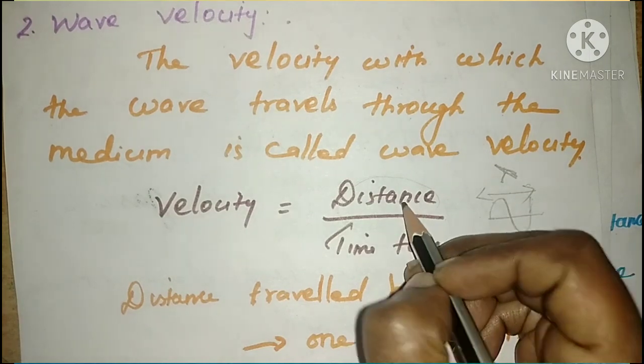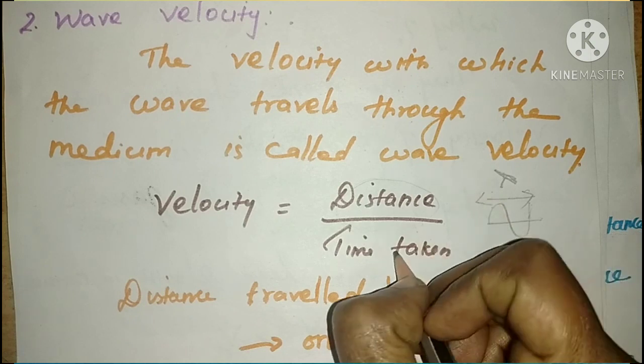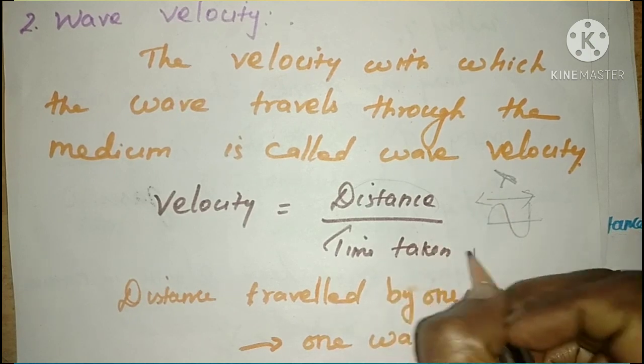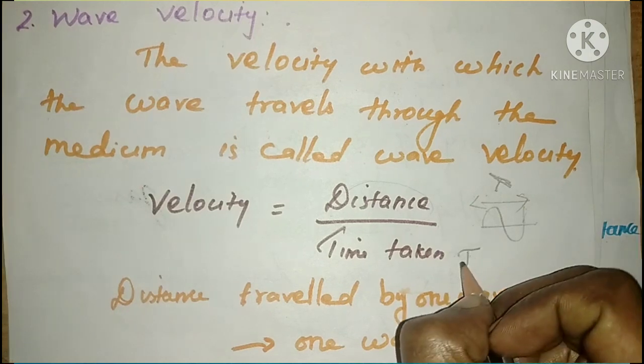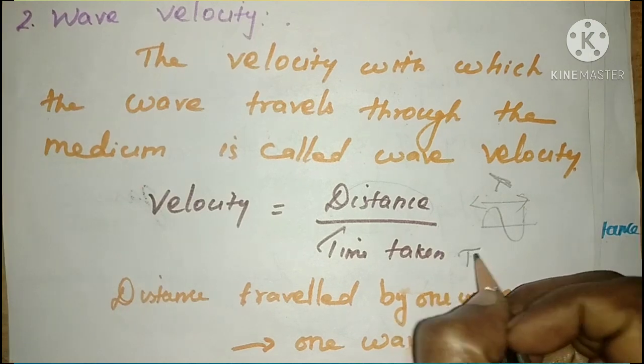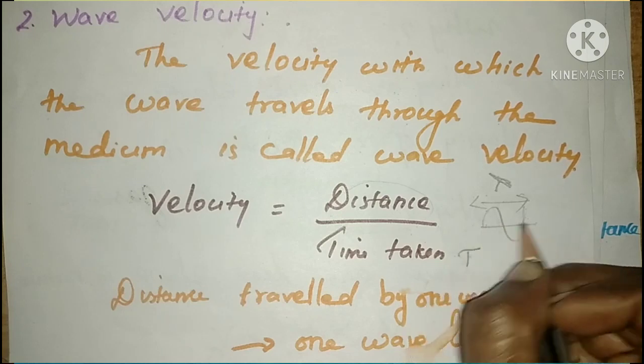So instead of distance we are going to substitute lambda. And for time taken, capital T denotes the time taken by the wave. So in one particular time, how much distance the wave will be travelling.